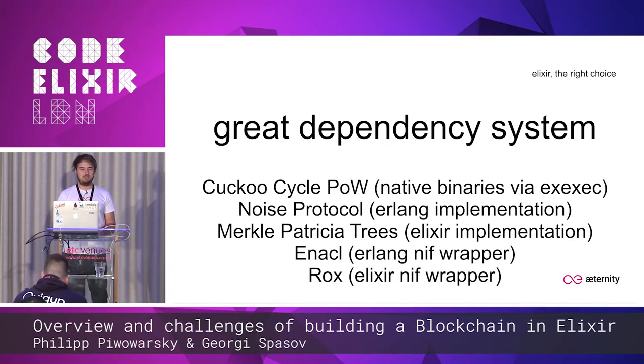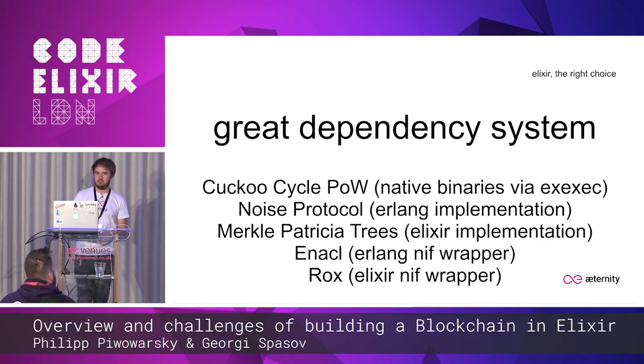We use the implementation of the noise protocol. It's an Erlang implementation that Aeternity did write, so we're just going to call the Erlang code there. We use a Merkle-Patricia tree library. This is an Elixir implementation, so we also have 2 different kinds of code included. Then we use Anacle, a crypto library, or libsodium implementation, of Anacle. And therefore, we use the Erlang NIF wrapper for this.